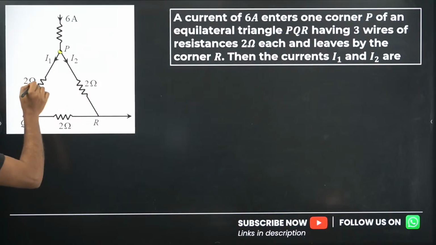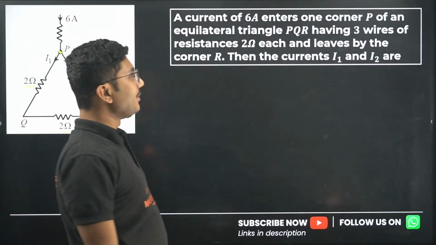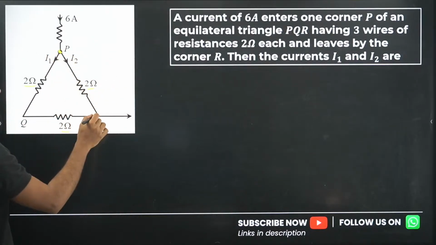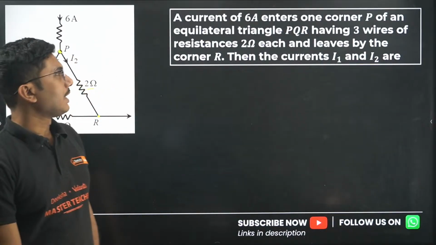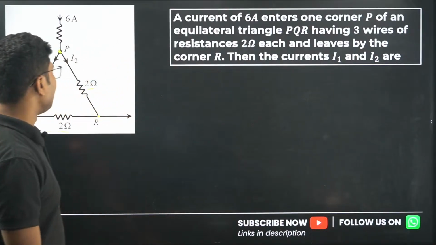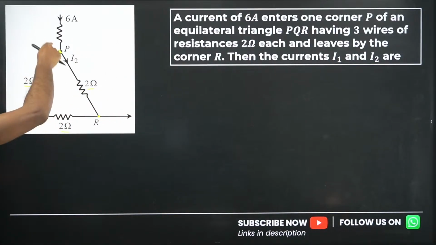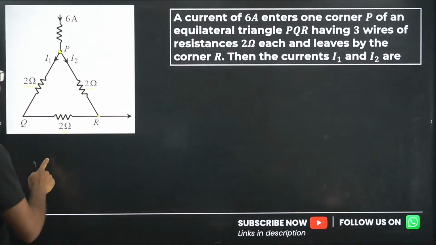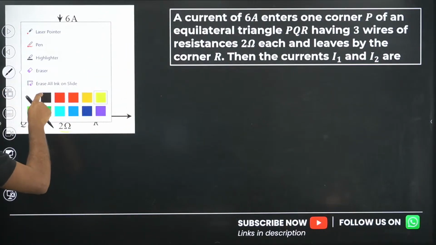Each side has resistance 2 ohm, 2 ohm, 2 ohm, and the current leaves by the corner R. So it is entering from corner P and leaving by corner R. Then the currents I1 and I2 are? So you have to find the currents I1 and I2. This is a very simple question. Many of you may be thinking how it is a simple question.